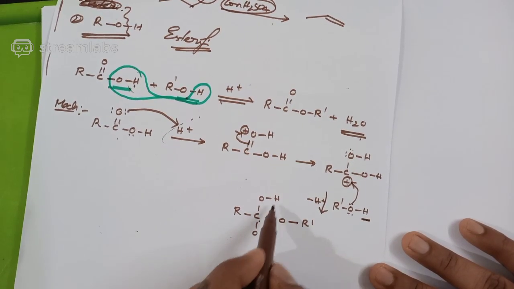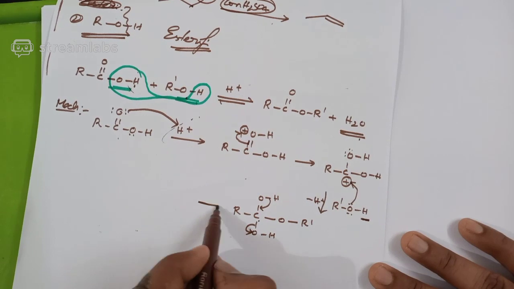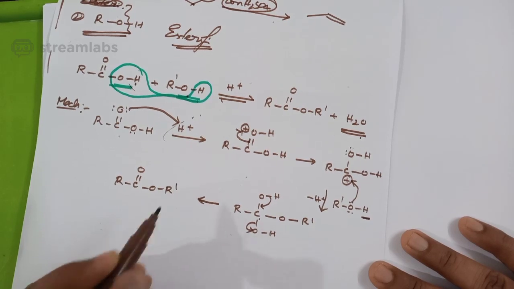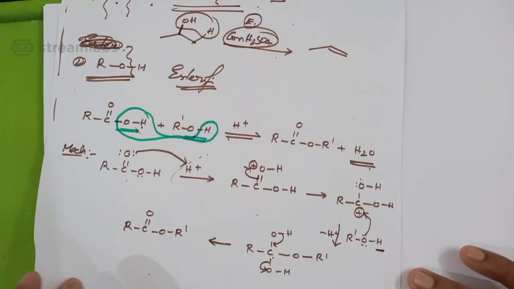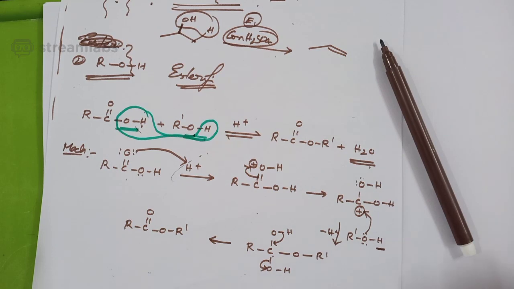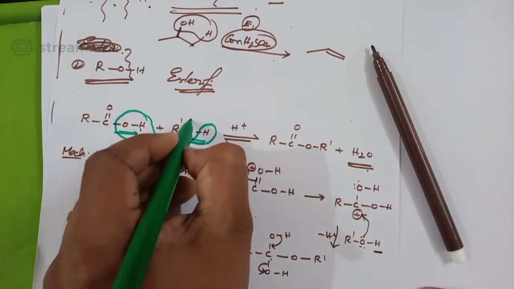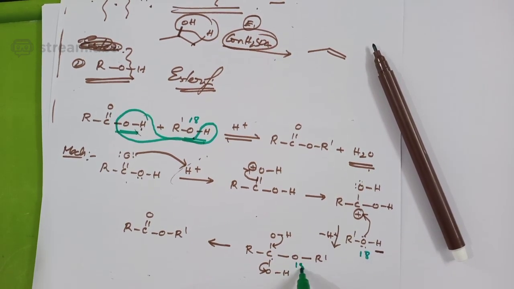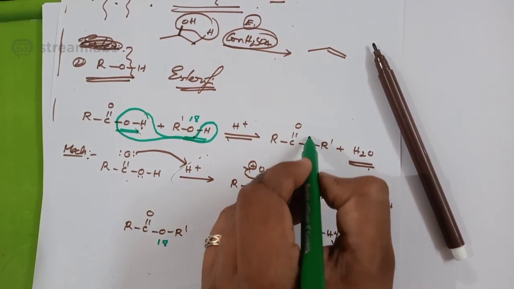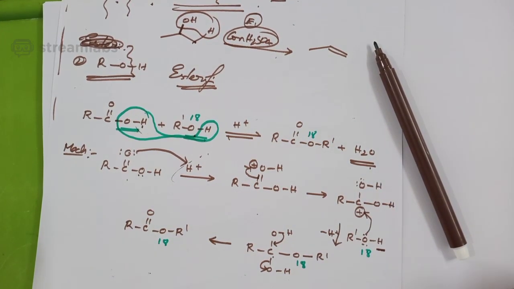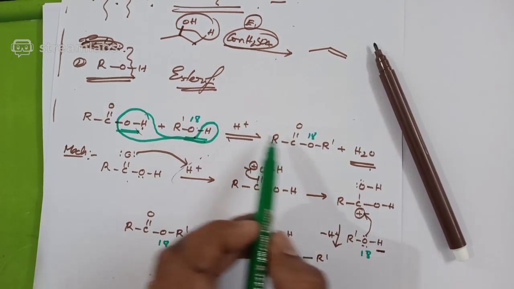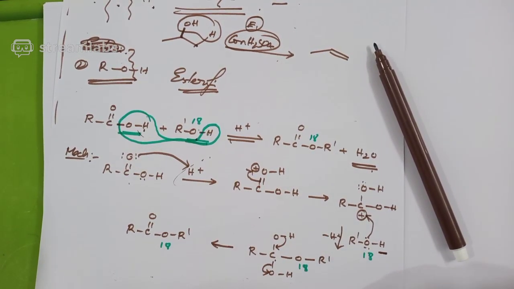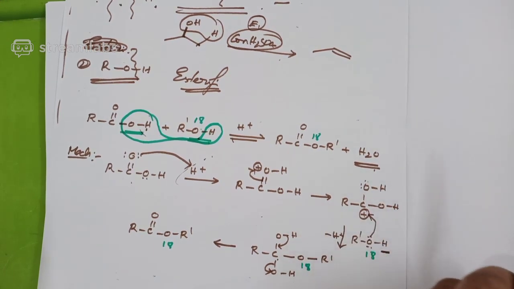Now this carbon having two OH groups, immediately H2O is removed, giving RC double bond OR dash. So where OH and H are removed, how to predict? Very simple. See, I took for example this one as O18. So which is O18 here? This is O18, this is O18 and this is O18. That means O18 is where? In the ester, and H2O has no O18. The meaning is that O18 is in the ester, and H and OH are removed from this part. So by using isotopic elements we can find out the mechanism steps.